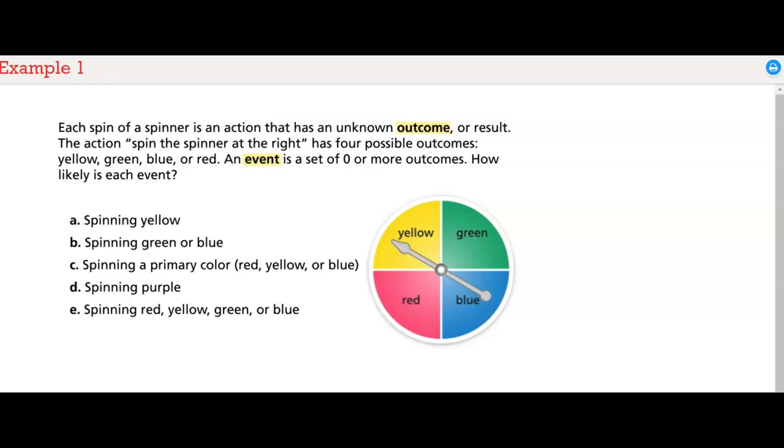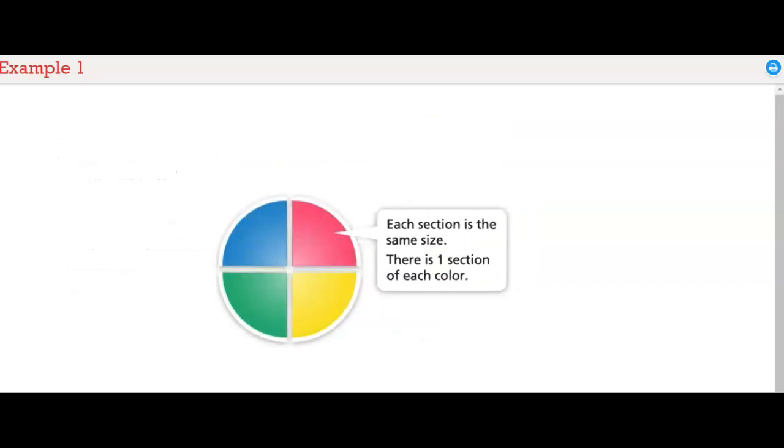Spinning yellow, spinning green or blue, spinning a primary color, red, yellow, or blue, spinning purple, spinning red, yellow, green, or blue. Each section is the same size. There is 1 section of each color. The spinner has 4 sections. Each section is shaded 1 of 4 colors.